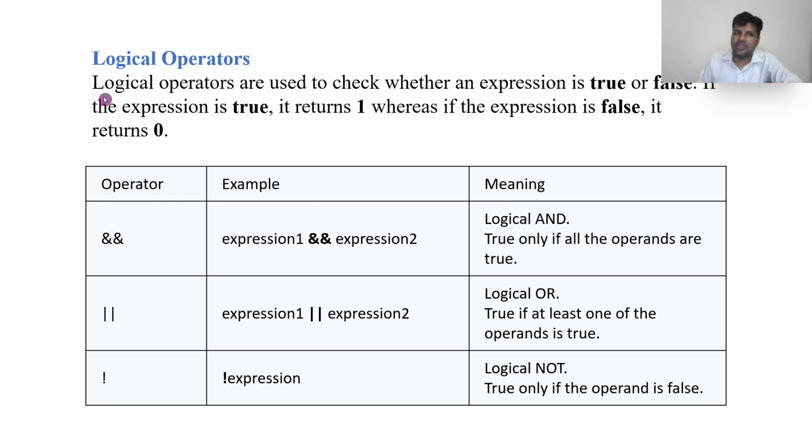Coming to our next topic, logical operators. Now what is a logical operator? Logical operators are used to check whether an expression is true or false. If the expression is true, it will return 1, whereas if the expression is false, it will return 0. Same as before. The only difference is we have 3 logical operators: and, or, not.